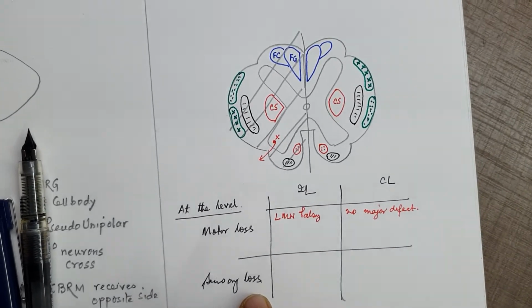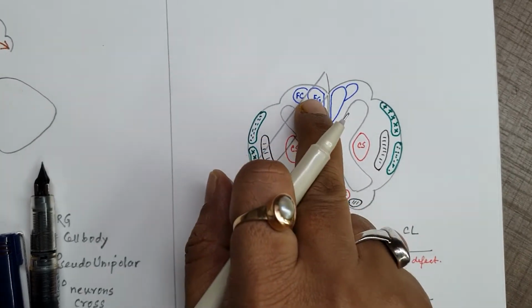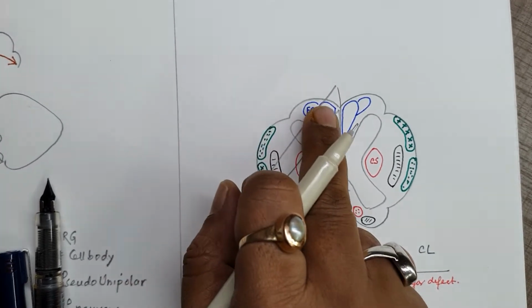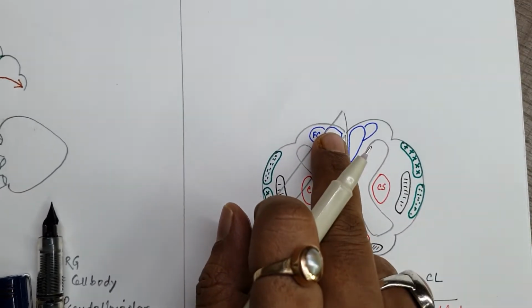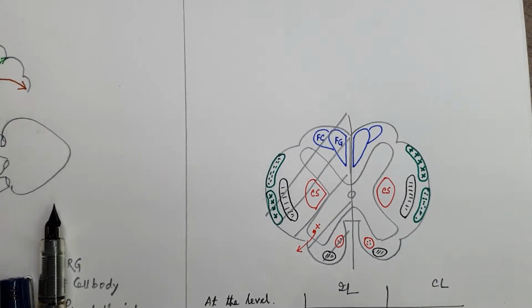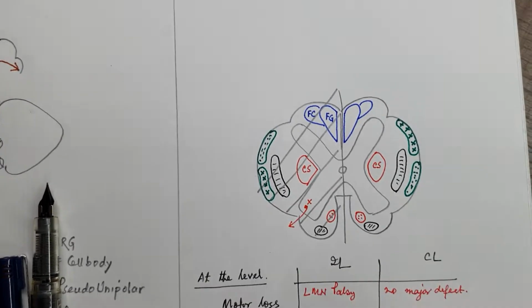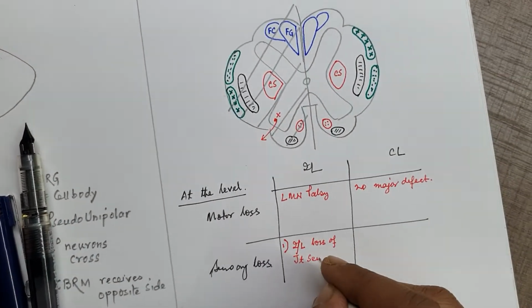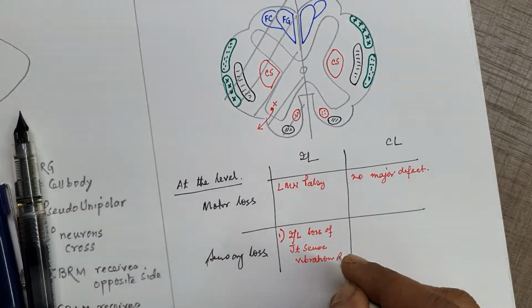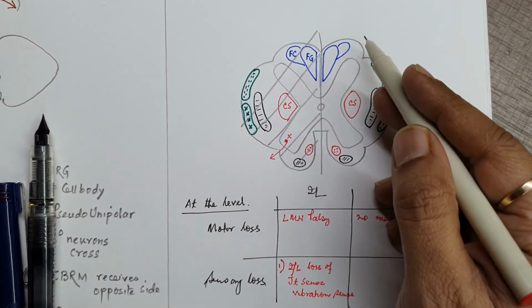Sensory loss. Fasciculus cuneatus and fasciculus gracilis carry the fibers of joint sense and vibration sense of this side. So this sensation will be lost. Number one, ipsilateral loss of joint sense and vibration sense. Will there be contralateral loss? No.